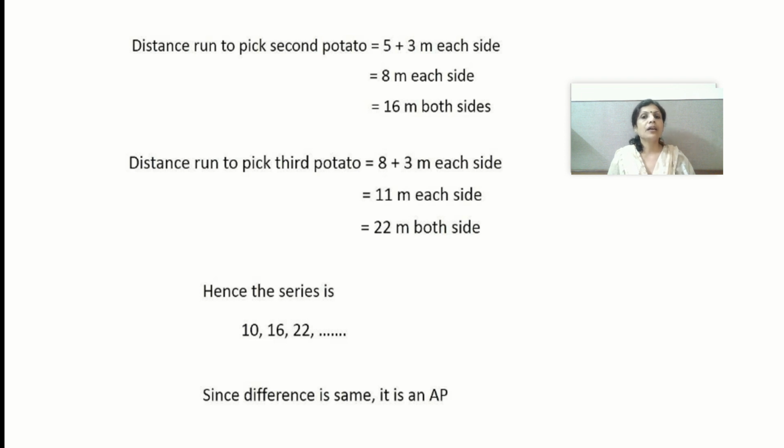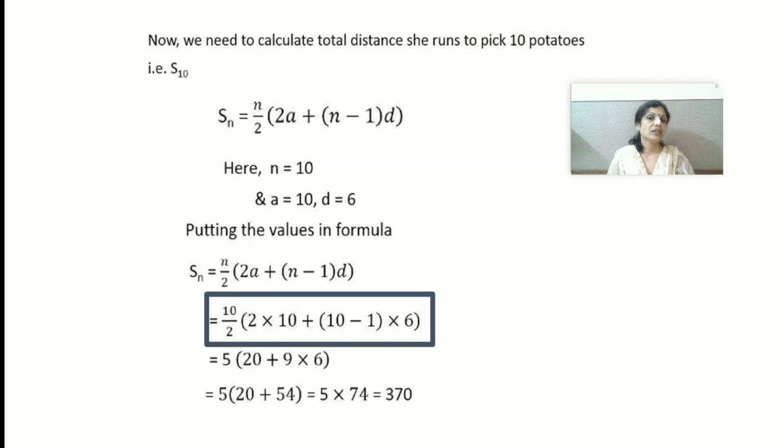Now distance run to pick up the third potato, because all the potatoes are kept 3 meters apart. So when the competitor will run to pick up the third potato, the total distance will be 8 plus 3 meter each side, 11 meter each side, that is 22 meter both the sides. So 10, 16, 22 is the series, the difference is the same, and therefore it forms an AP. So now we need to calculate the total distance she runs to pick 10 potatoes. Total distance, sum, so S10.